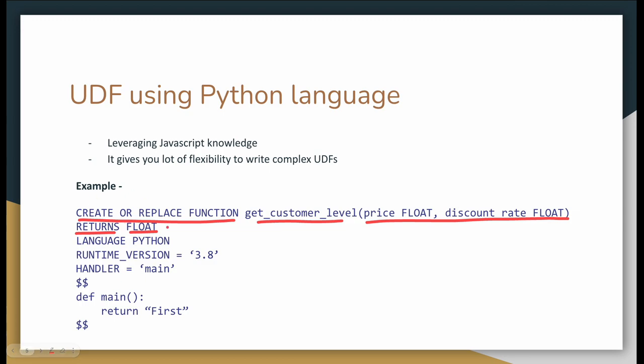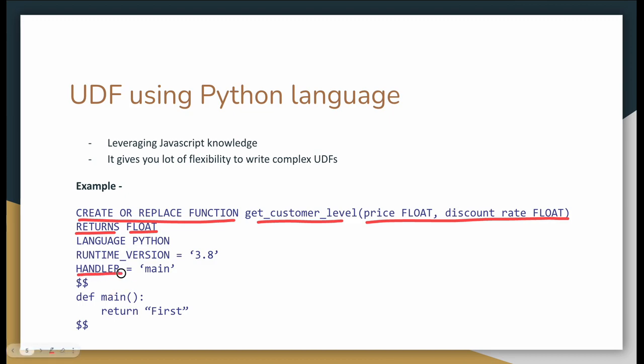Actually there is a mistake in this function. You can see here I am returning a string, but I am declaring float. That means if I copy and paste and run this, it will definitely give me an error. Okay, the language is Python, and runtime version is 3.8. You have to put the runtime version because you want to mention in which Python version you want to run this function. They have some supported versions, and you have to select from them.